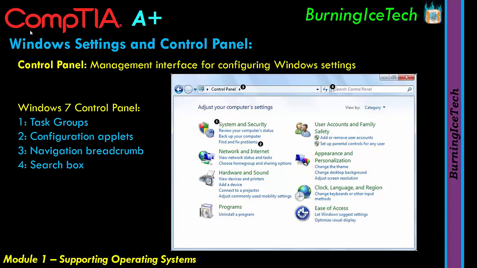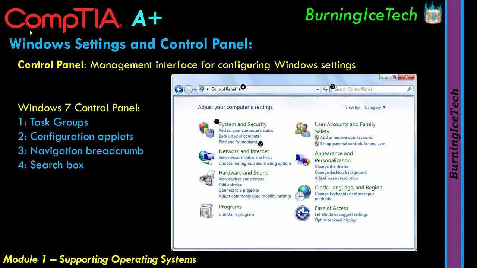So on the system and security, you can expect to find things that are system related, like your power options, security related, like your firewall. It's a grouping of settings is what they call it. And if you look at point 2 there, point 2 is configuration applets. You can think of them as little shortcut links. It's absolutely not the only things you would find in that category. It's just the most commonly used things you would find in that category.